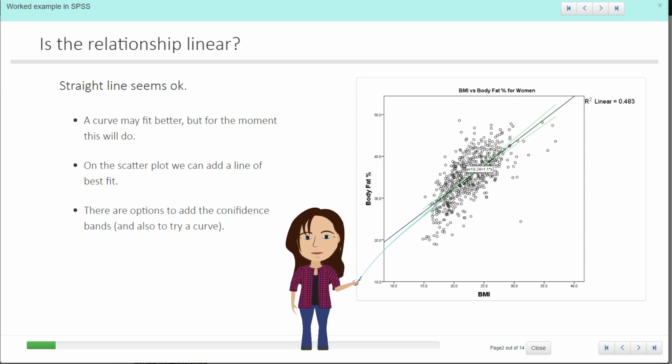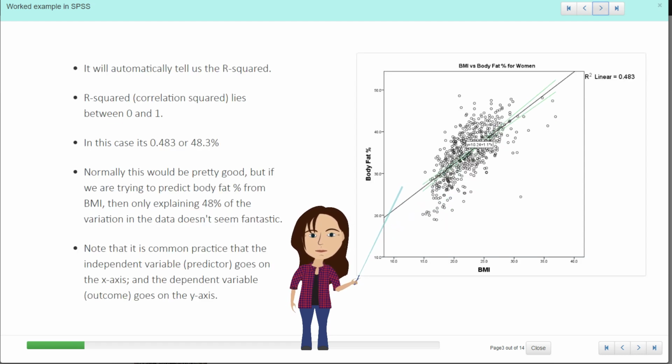These are our confidence bands. On a lot of graphs you'll see in papers they're shaded rather than being extra lines. And the other thing we get is the actual equation printed out on top of the graph. It will automatically tell us the R squared over to the side of the graph, and if you remember, this lies between 0 and 1, where 1 would be a perfect relationship and you would see all the dots lining up along this fitted line here.